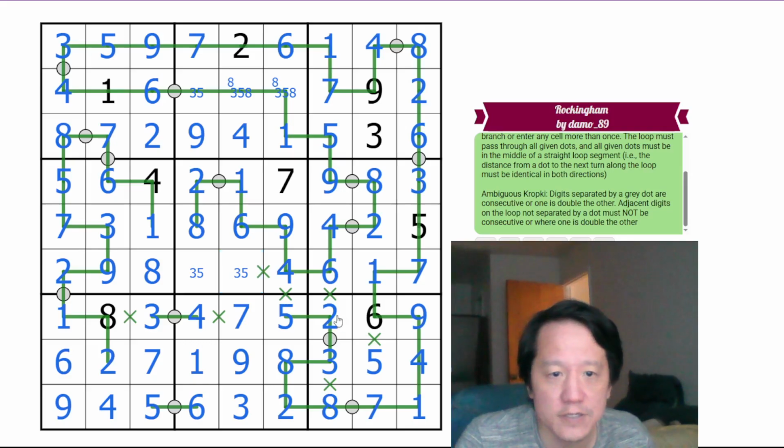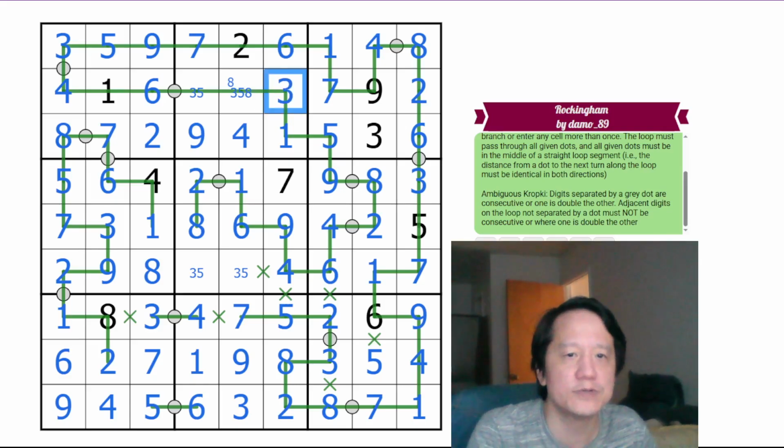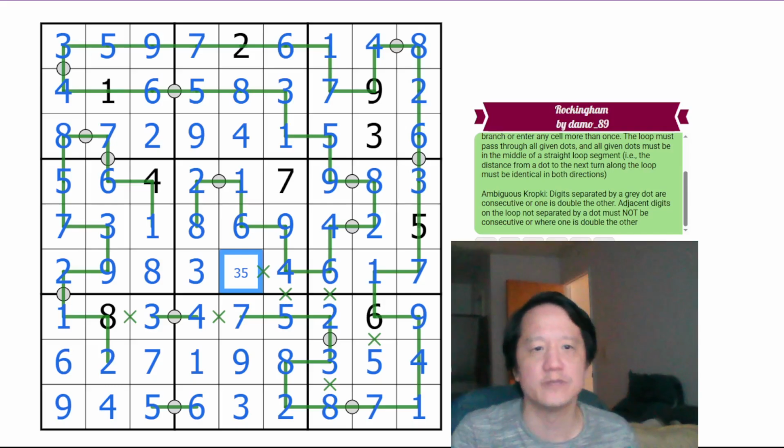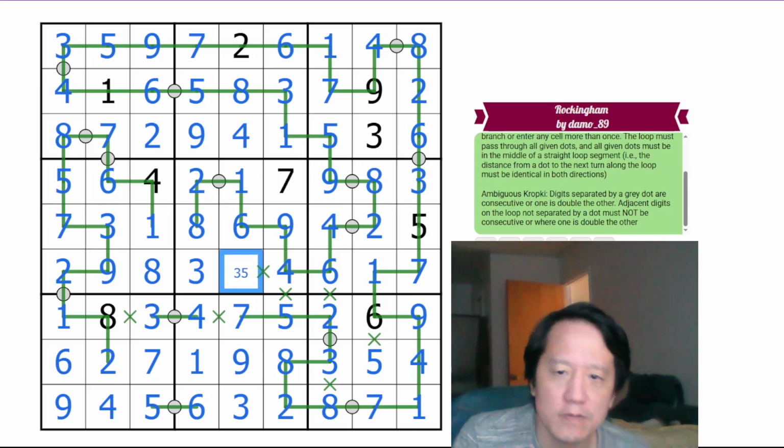5 has to continue out this way. No 5 or 8 here. It's 3. That makes this 5. That makes that 8. 5 eliminates 5 here, so it's 3 and 5. So what is the path that we have to go down?